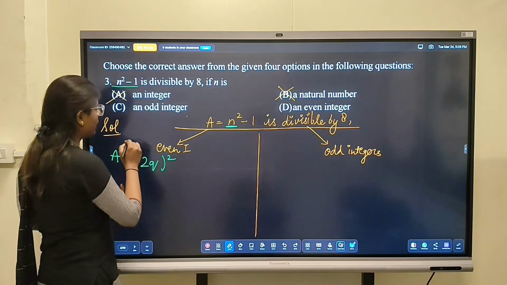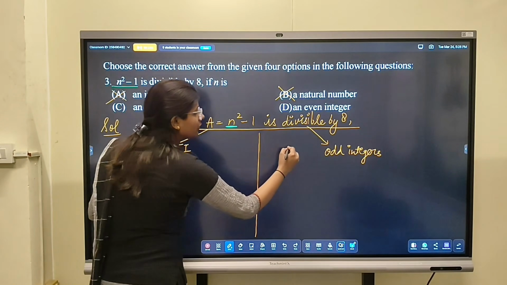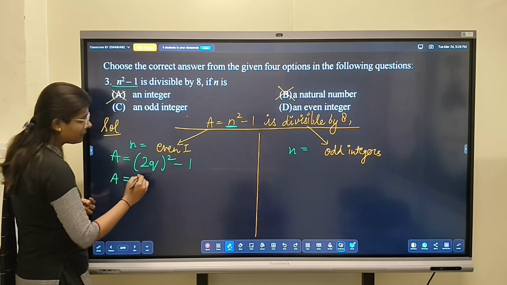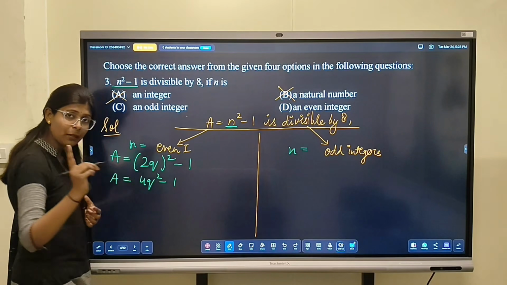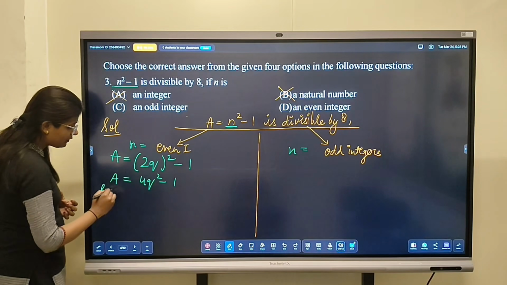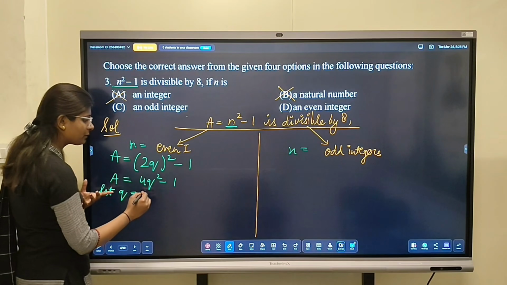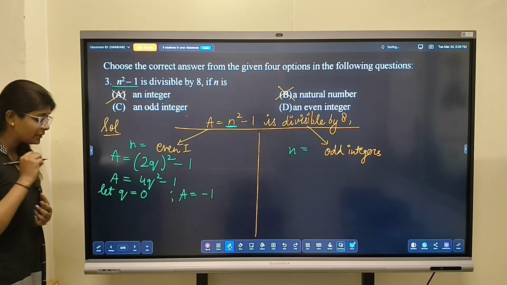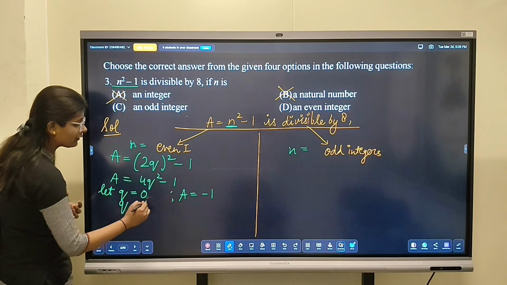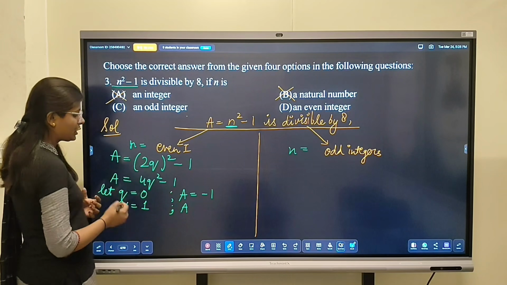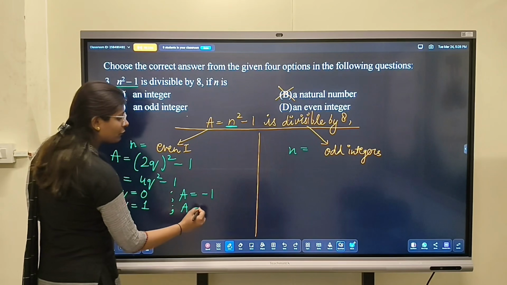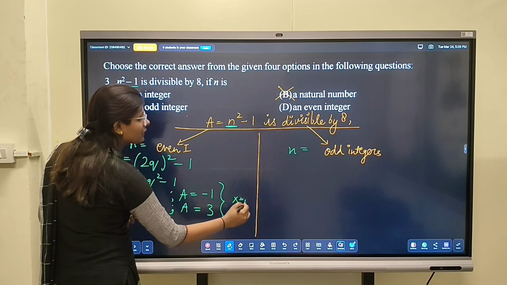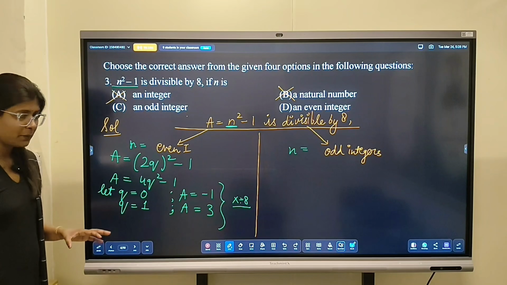Here n is an even integer, and here n would be the odd integer. Now I can say that a is nothing but 4q square minus 1. Am I right? Yes. Let's say that q is 0, then what will be the value of a? It would be minus 1. Now if q is equal to 1, what will be the value of a? It would be 1 times 4 minus 1, that would be 3. In both the cases, we can say that it is not divisible by 8.